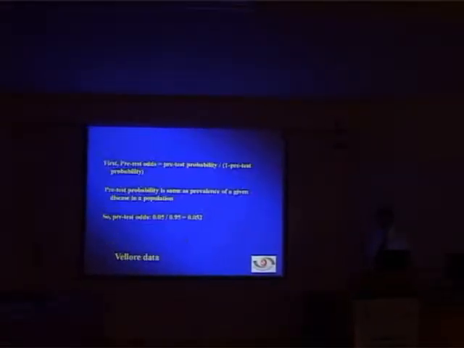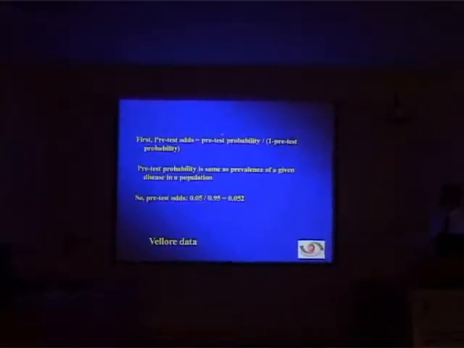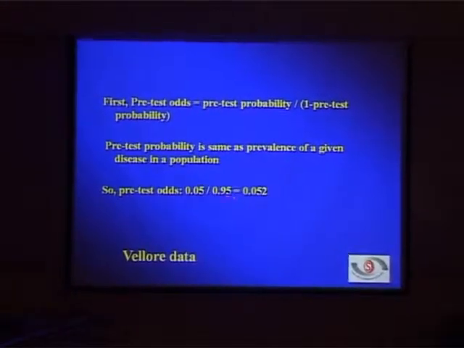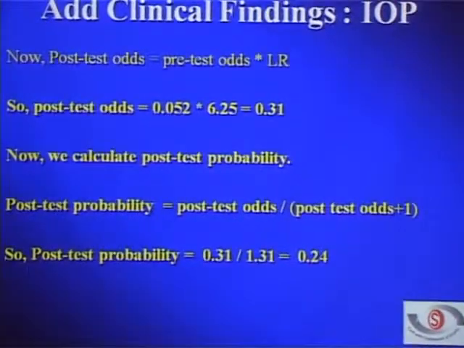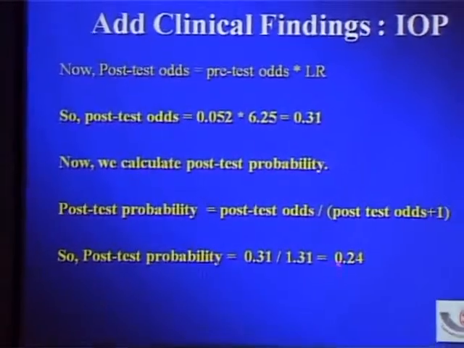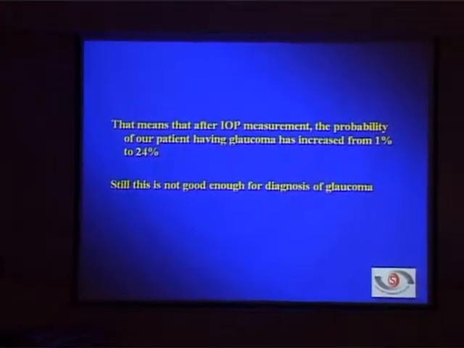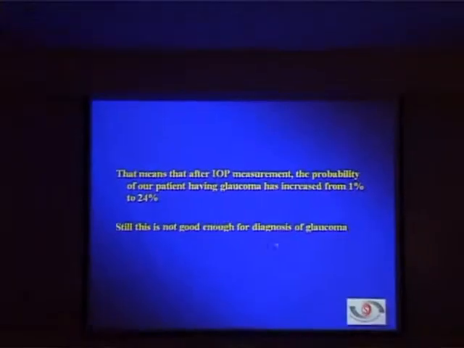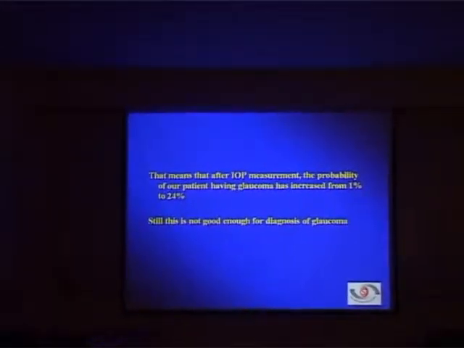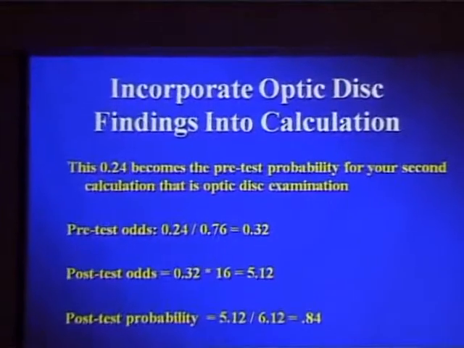But if you use them along with all the tests, then you start with the pre-test probability. I use my own data from Vellore, and we get a pre-test odds of 0.05. You multiply by the IOP likelihood ratio of 6.25, and what you get is 0.24. That means if the IOP is 24, in a population where the prevalence is 2%, the chance that the patient has glaucoma is 25%. Is it good enough to treat? Yes or no? No. Use the optic disc criteria.